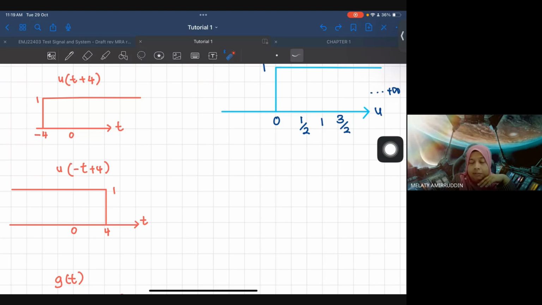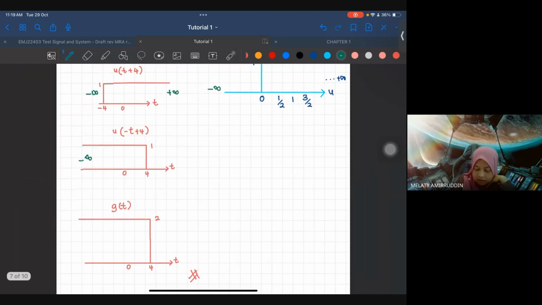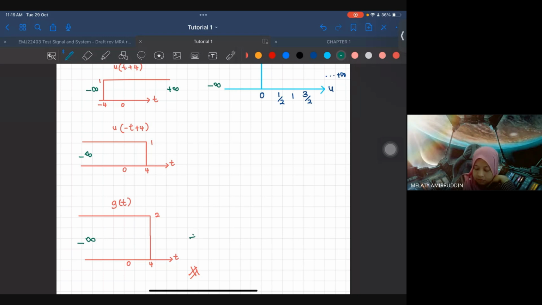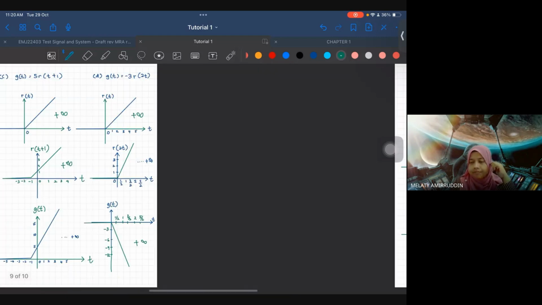Correct. It's better you write the positive and negative infinity. This is negative infinity. This is positive infinity. Negative infinity, positive infinity.